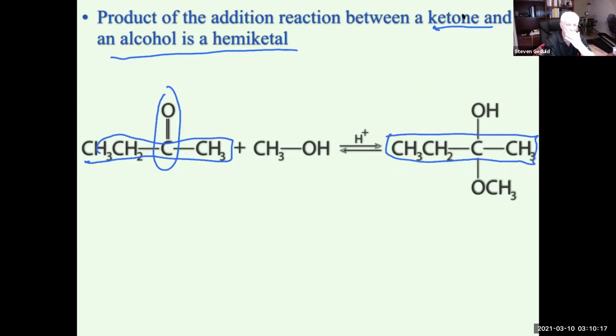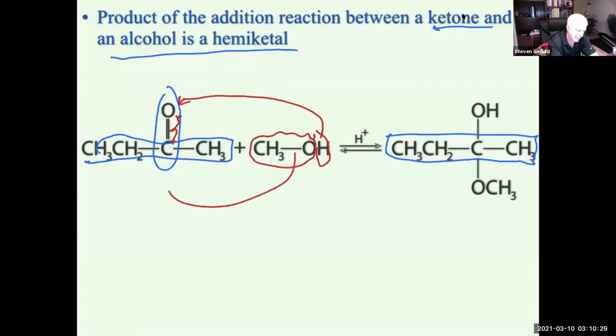The only thing that's going to change is we're going to open up this double bond like we usually do. And this hydrogen is going to attack here. And this OCH3 group, the rest of it, is going to attach to the other end of the double bond. And this is going to be a hemi because it still has an OH group here. And it's going to be a ketyl because there's two R groups attached to it.